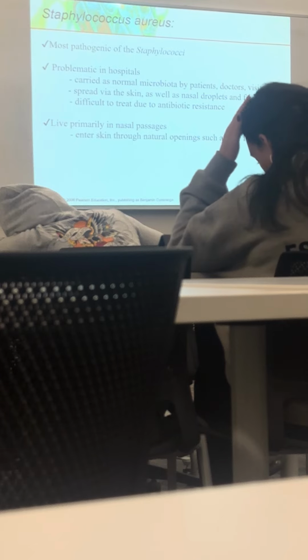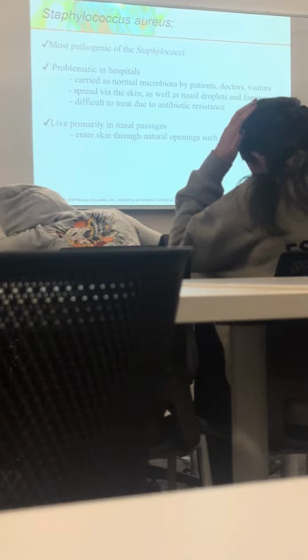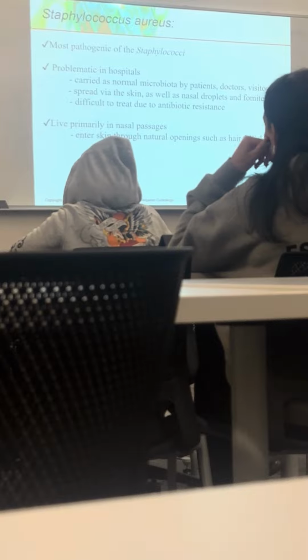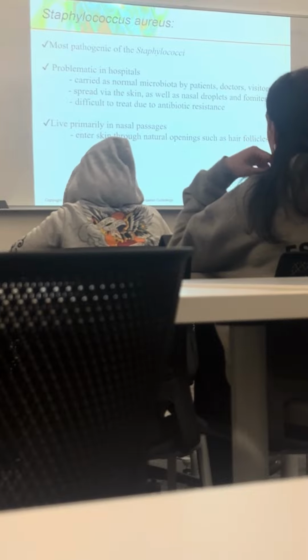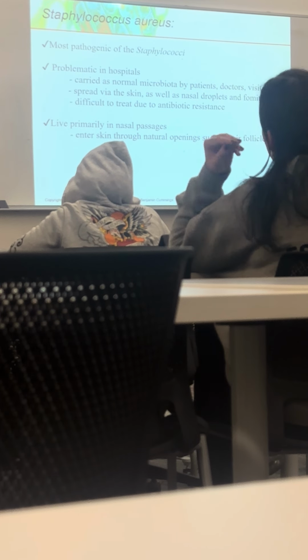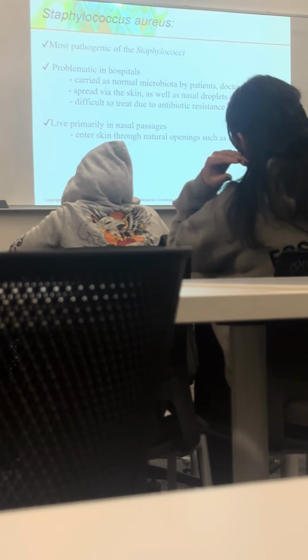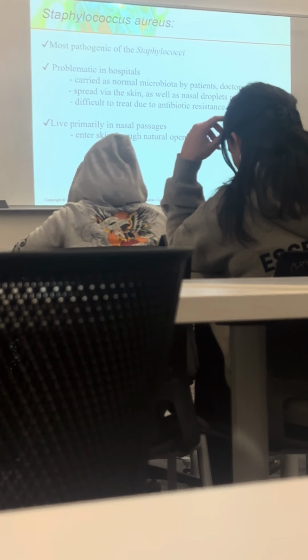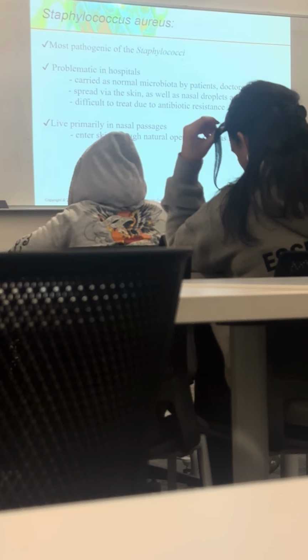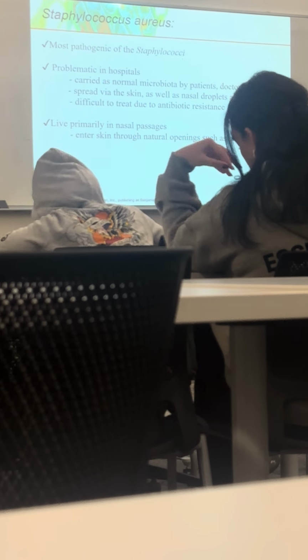Okay, most pathogenic staphylococcus is going to be which one? Which one's the worst? Yes, aureus. Why? What's some stuff that Staph aureus has? Exotoxin, right? It has coagulase, right? So the more things that it has, the more virulent it is. People can carry it as normal microbiota.